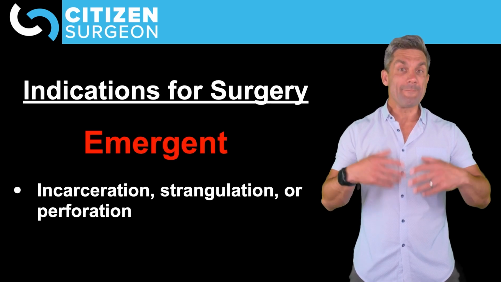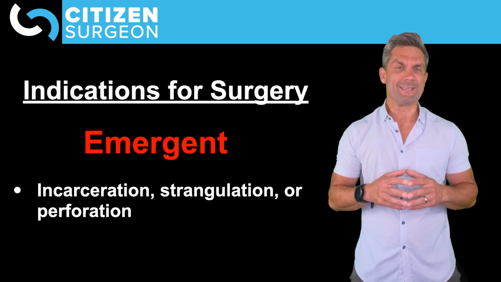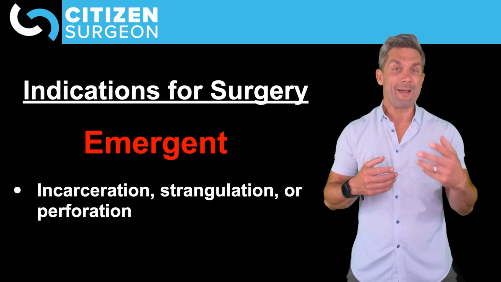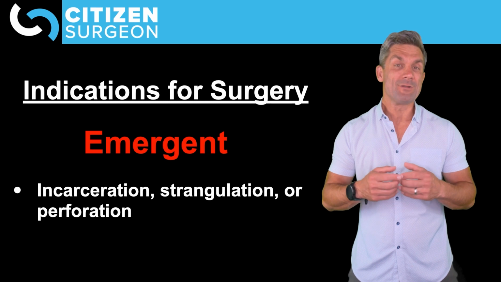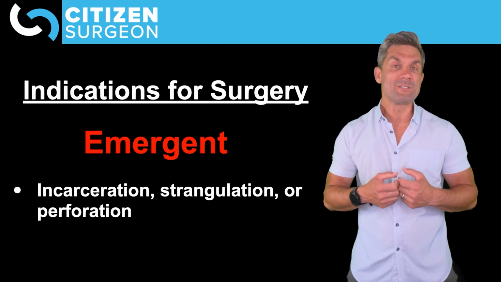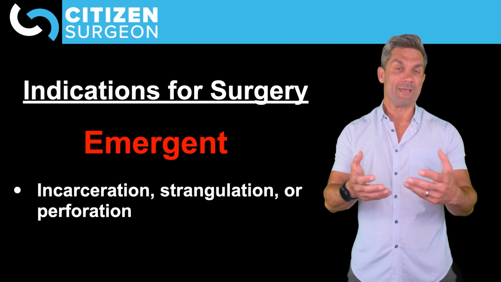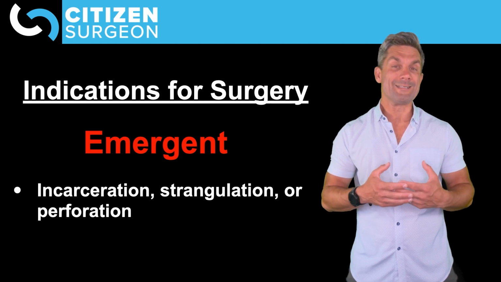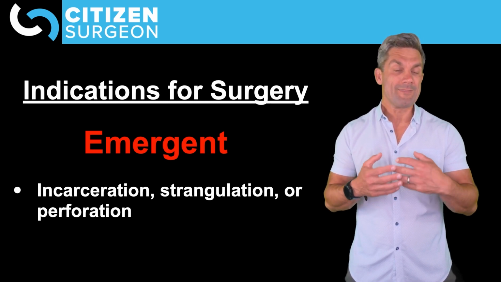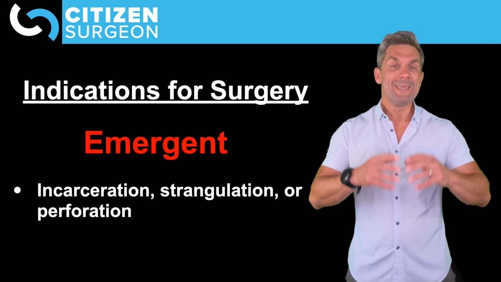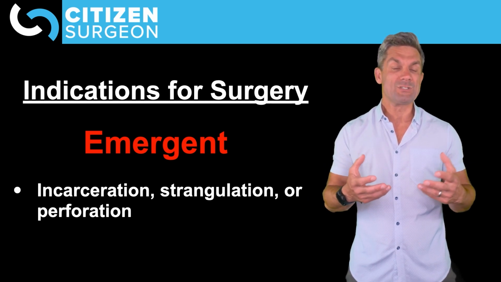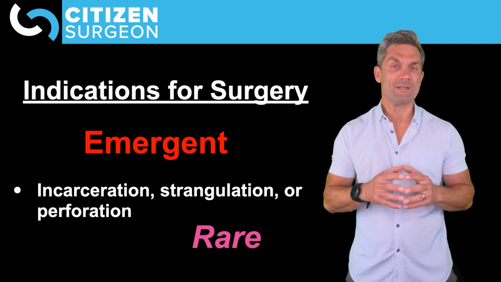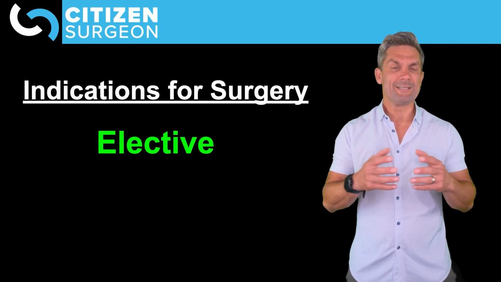Now, we talked a little bit about the emergent indications for fixing these. So if an umbilical hernia becomes incarcerated or strangulated, or if the bowel dies and there's a perforation, or even if there's evisceration of the bowel. So the bowel comes out through the skin of the umbilical hernia because that skin breaks down. We see that more commonly in somebody with liver failure who has a lot of ascites, an umbilical hernia that has that degenerating skin. So incarceration, perforation, strangulation, even evisceration are extremely rare events, but they are indications for an emergent operation.